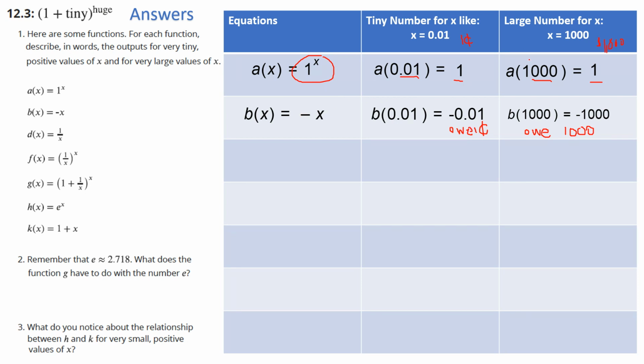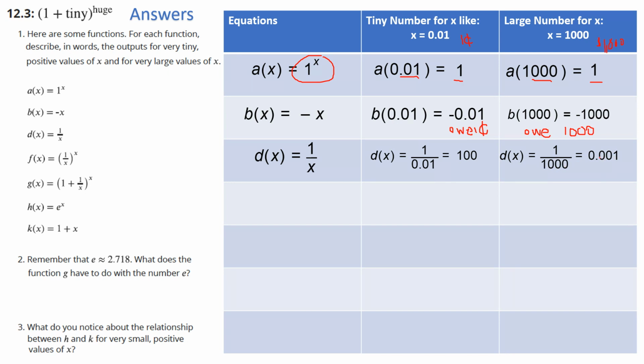So the next equation, 1 over x, when you plug in a very small number, like for example 1 cent, so 1 divided by 0.01, you get 100. If you were to divide 1 by 1,000, you would get 0.001, not even 1 cent. So the smaller the number you put in, the bigger your answer gets. And the opposite is if you plug in a big number, you end up getting a small number as an answer with this equation. Okay, and then we're going to continue.